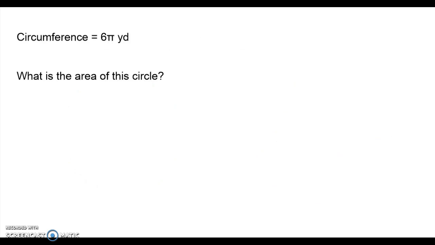All right, this time they gave us the circumference of the circle, and they want us to find what the area would be. So this is where we're going to use our algebra skills a little bit. They told us that the circumference was 6 pi, and we need to find what the area is. So we need to figure out what the radius is, right? Because that's the only part of a circle that we need to know.